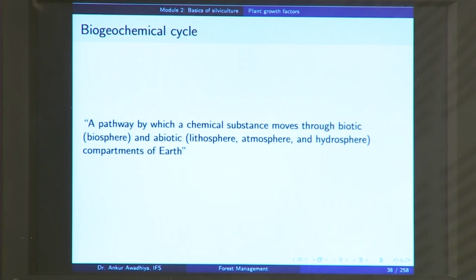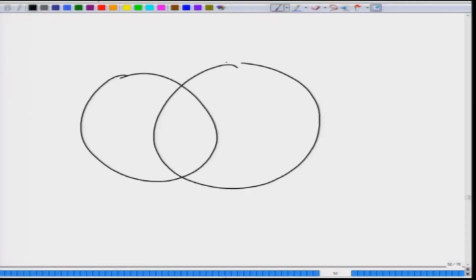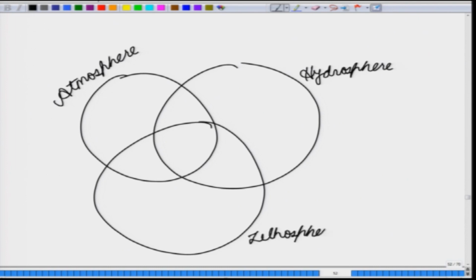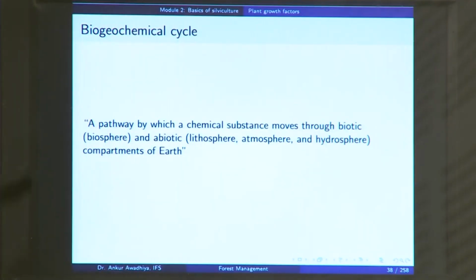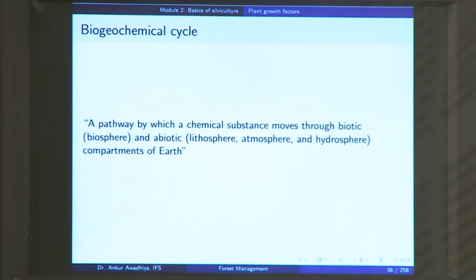Now, what we are saying here is that you have the atmosphere, you have the hydrosphere and you have the lithosphere, and at the confluence of all of these you have the biosphere. Now, in the case of a biogeochemical cycle, the nutrients are moving through all of these. They are moving through the biotic components and the abiotic components and all of these compartments of the earth.